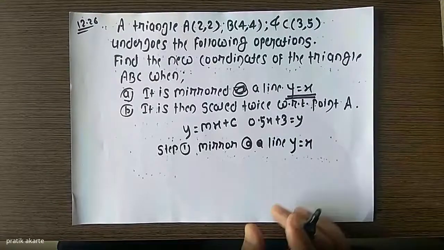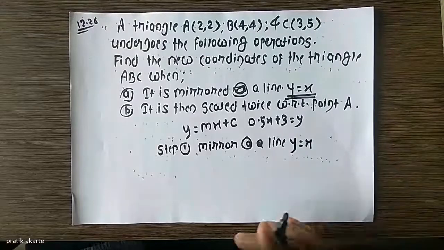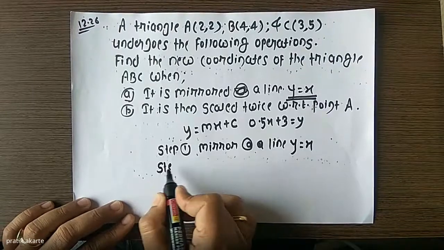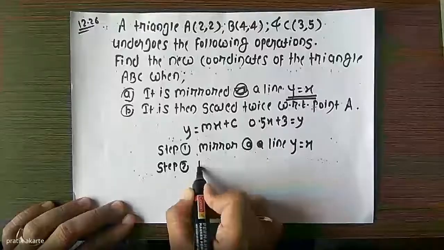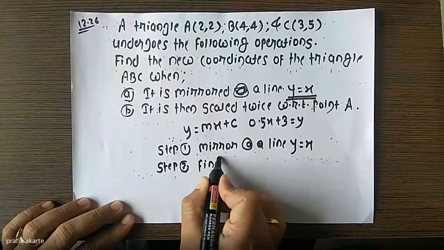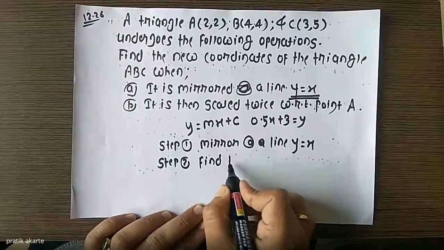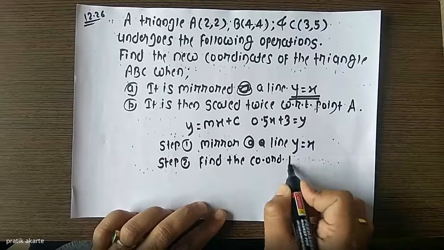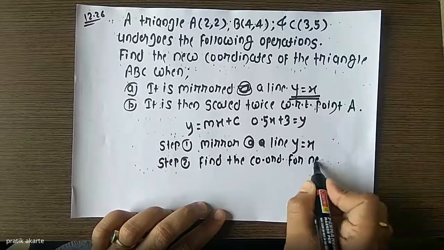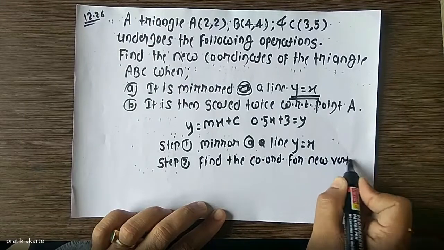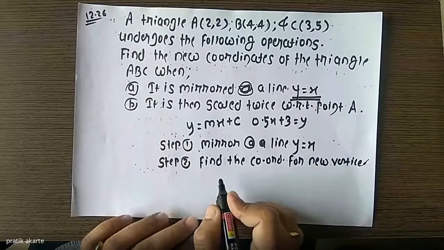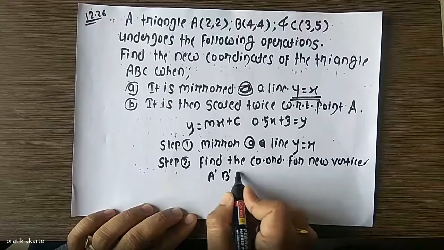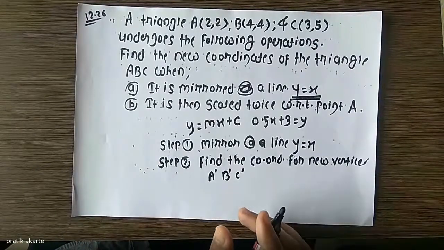Okay, when you perform this transformation, you will get some new coordinates. So step 2 is find the coordinates for new vertices for the triangle. So you'll get something like A dash, B dash, and C dash.